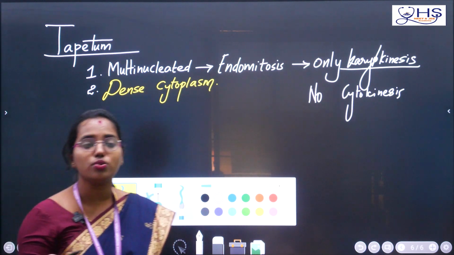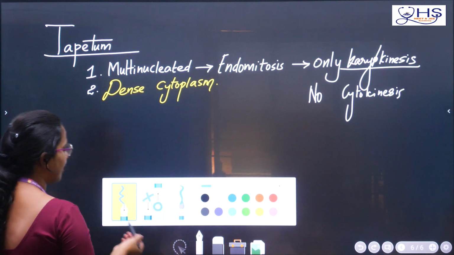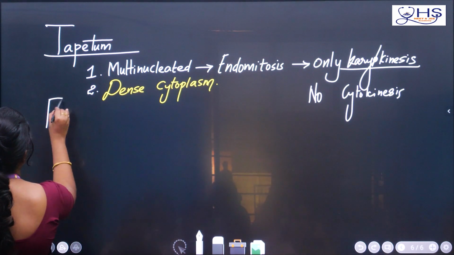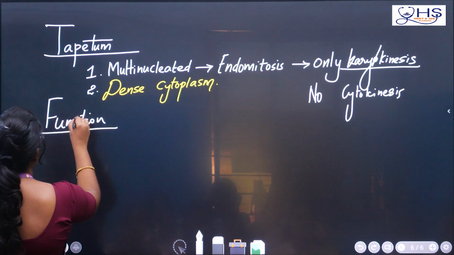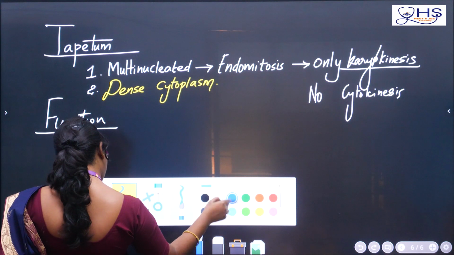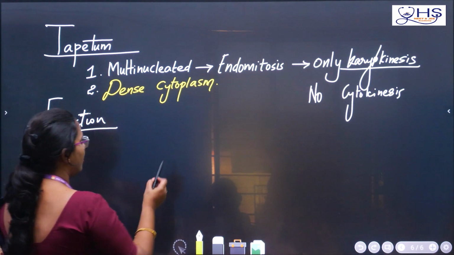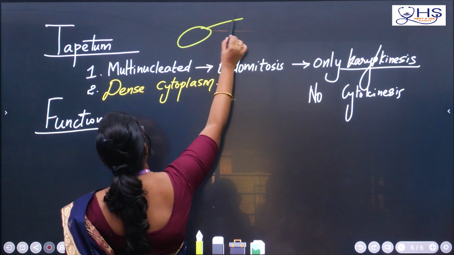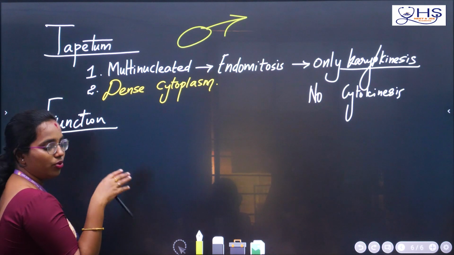Next we are going to learn the functions of the tapetum. The first and foremost function is to take care of its baby, the daughter or son. Son, why son? Because we are learning about the male sex organ. So here the mother is going to take care of the son.